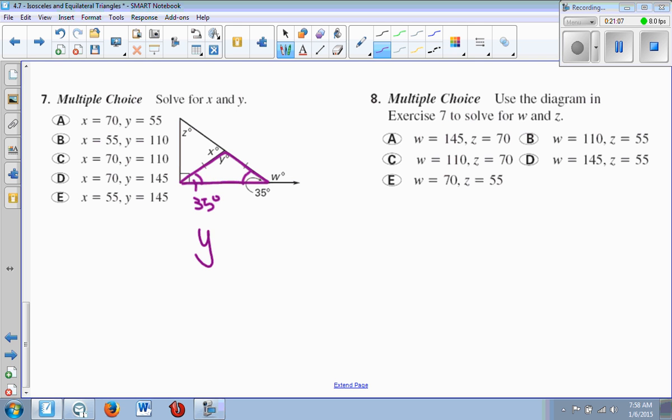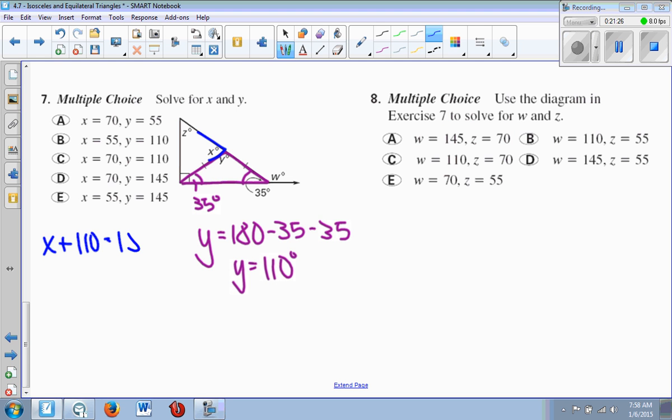So if I want to figure out what y is, subtract the 35 and the 35 from 180, and you get 110 for y. Notice that y and x form a linear pair, which means that y and x have to add up to be 180. So that means that x has to be 70. So x is 70, y is 110, your letter C.